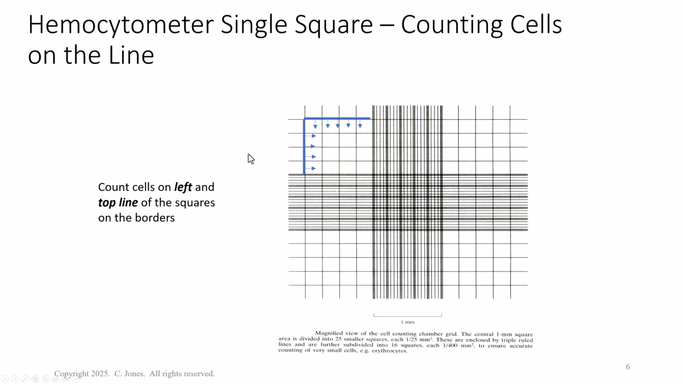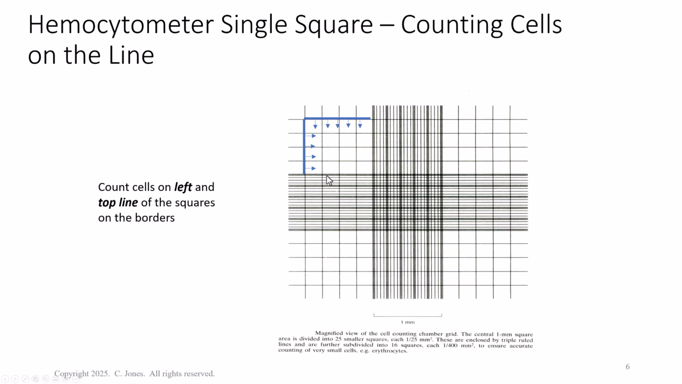And so the current convention is that cells on the left and cells on the top, if they are directly on the line, then they are counted as being in this square, right? And so the right for this square is the left for the next square. So any cells that are on this line will be counted as being in this square, and any cells that are on the top here will be counted as being in this square. And then similarly here, in the square below, if we were going to count the square below, the cells on this line, this would be the top line for this square right here.